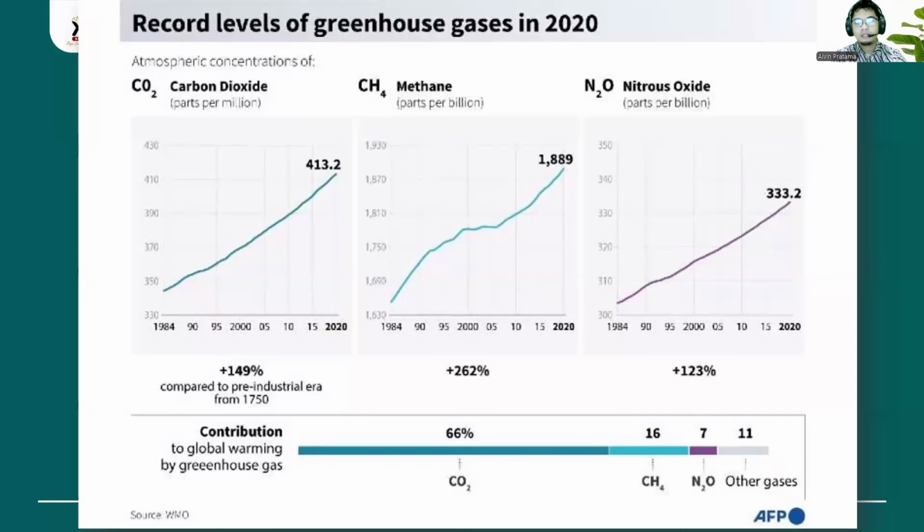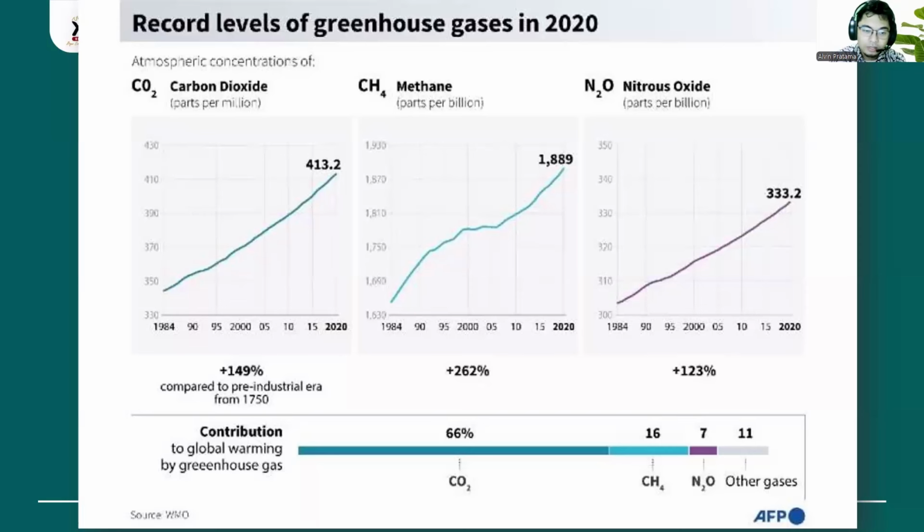And now let's talk about the greenhouse gases in 2020. We see three major greenhouse gases: carbon dioxide, methane, and nitrous oxide. Each of these has increased significantly over time. You can see carbon dioxide reached 413 ppm in 2020. There is about a 149% increase compared to the level before the industrial era in 1950. And carbon dioxide is the largest contributor to global warming, accounting for about 66% of the impact.